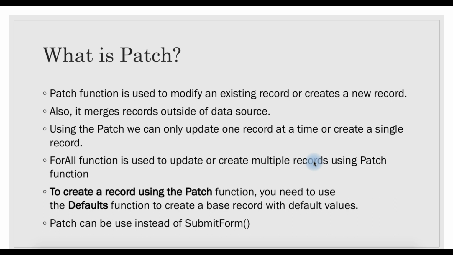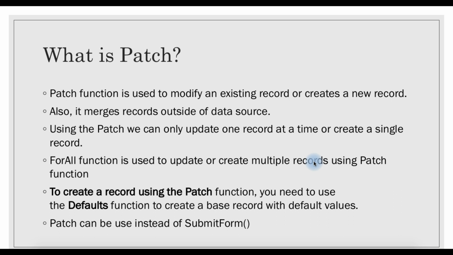The Patch function is generally used to create or modify, and it also merges records outside of a data source. Suppose you have 5 fields in a form and there is another field outside of it, and you want to patch both the ones inside the form and outside the form. You can do it with Patch. Using Patch we can only update a single record at a time, and if you want to do multiple records, we can use the ForAll function.